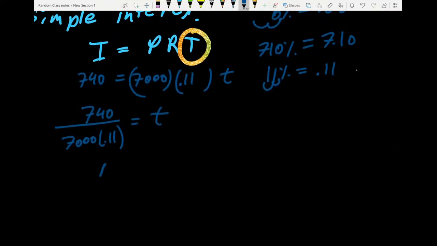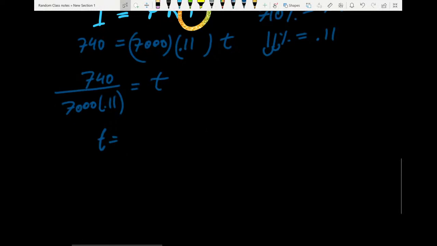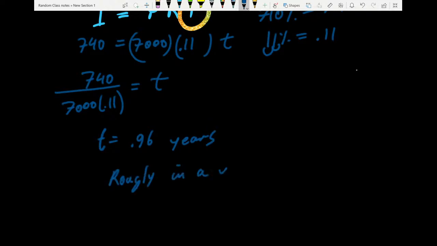So let's use the calculator to get the answer. Do I have the calculator? Yes, I do. $740 divided by 7,000 times 0.11. That gives 0.96 years, so roughly a year.